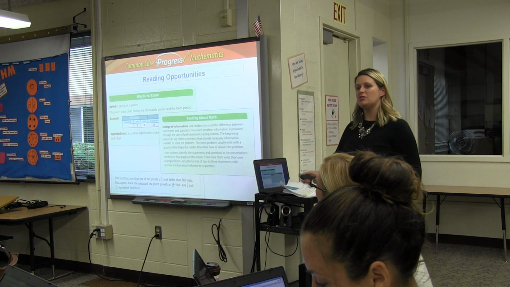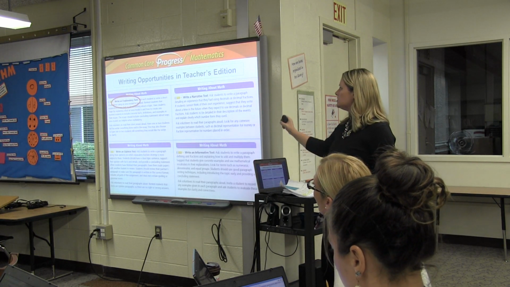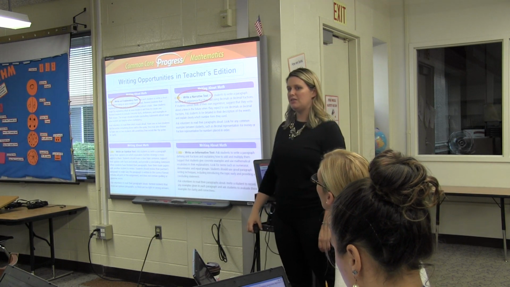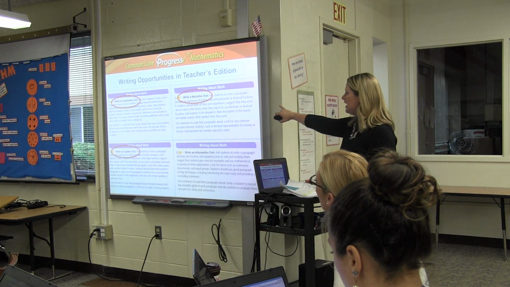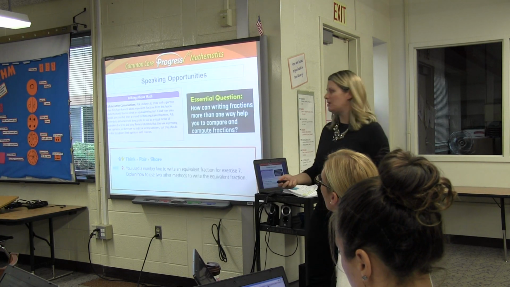Talking about reading and math. Talking about our word problems. How to discuss them with students. You'll see multiple writing opportunities in math as connected to ELA. So write a narrative text as connected to math. Write an informational text as connected to math.